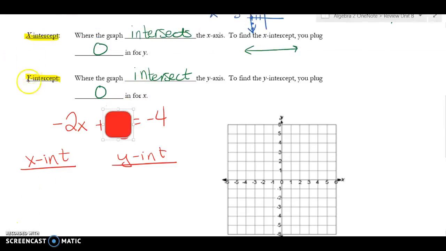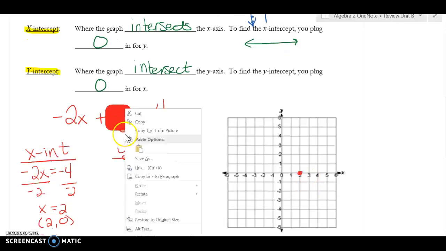So I purposely cover up the y, and so my equation is -2x equals -4. I divide by -2, so I find that x is +2. Well, all I care about is the x. I didn't want the y, so that's 0. So x is 2.